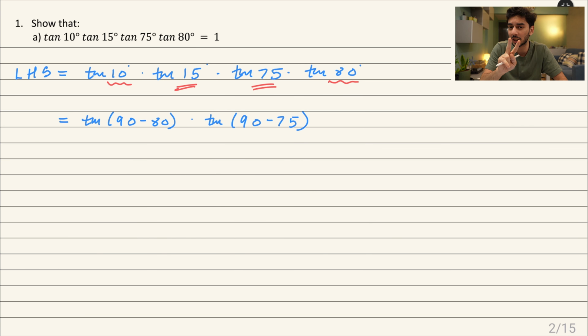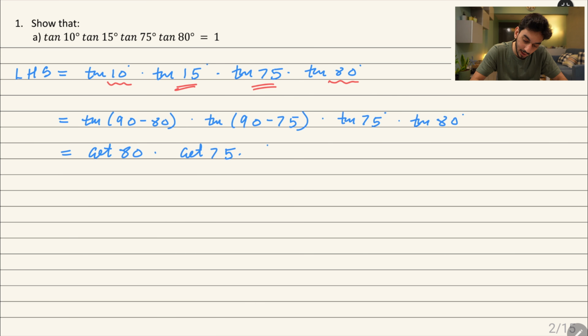Okay, I changed just one of the two things of each pair, and the other can remain as it is. So tan 75 and tan 80, these two things can stay however they are. Now it is not necessary to change these ones. You could have changed the other one also, which I left. Okay, now as per the rules, tan of 90 minus theta is cot theta. So tan of 90 minus 80 can be written as cot 80 times tan of 90 minus 75 can be written as cot 75, and everything else remains the same.